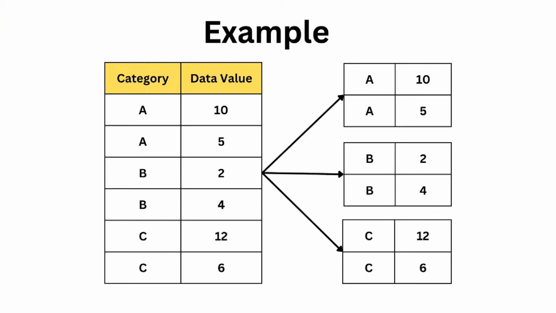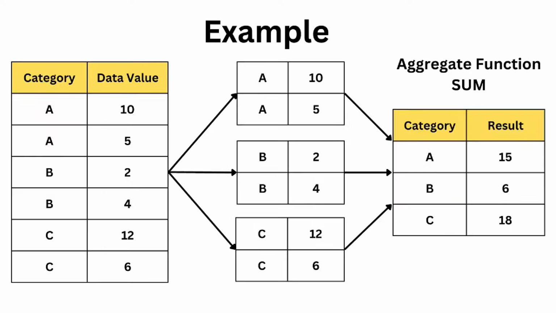Recall that an aggregate function takes in multiple values and reduces them back down to one single value. For example, the sum function can take in all these values per category, or grouped by category, and then return back their sum. So the total sum of sales for category A was 15, 6 for B, and then 18 for C. And we could do this with any of the aggregate functions that we just learned about.